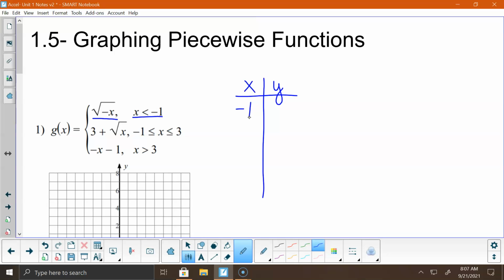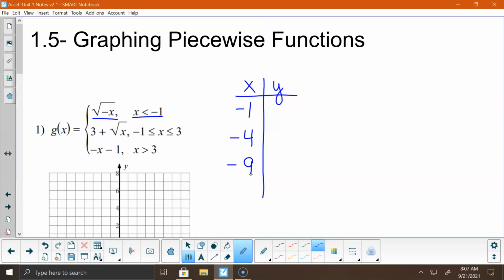All right. Now, what other values of x should I pick for this? How about -4? All right, is -4 less than -1? Yes, it is. And can I take the square root of it? Also yes. I can also do -9. Okay? Because again, perfect square root.